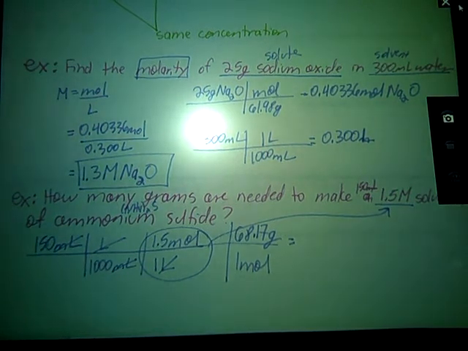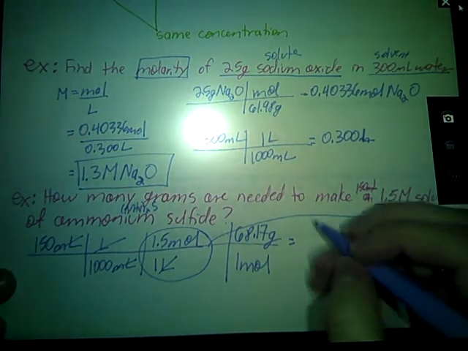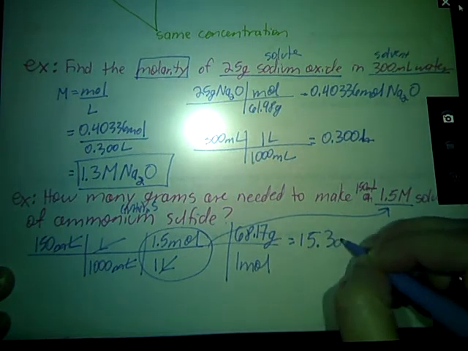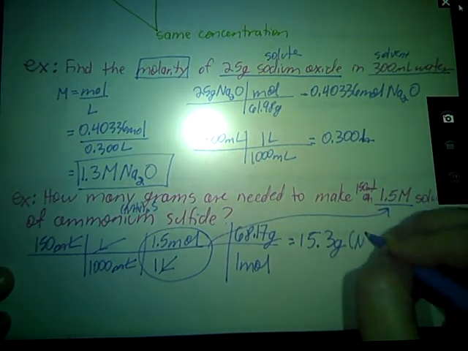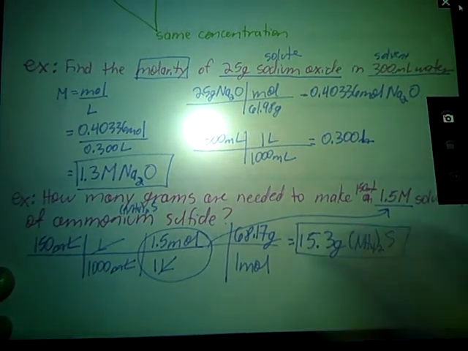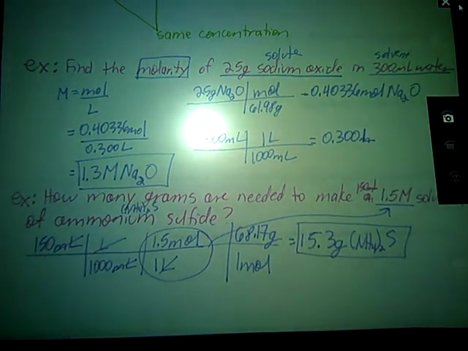Multiply all the way across the top, divided by all the way across the bottom, and I find that I need to weigh out 15.3 grams of ammonium sulfide. Once I dissolve that in my 150 mils of water, then I have my 1.5 molar solution.